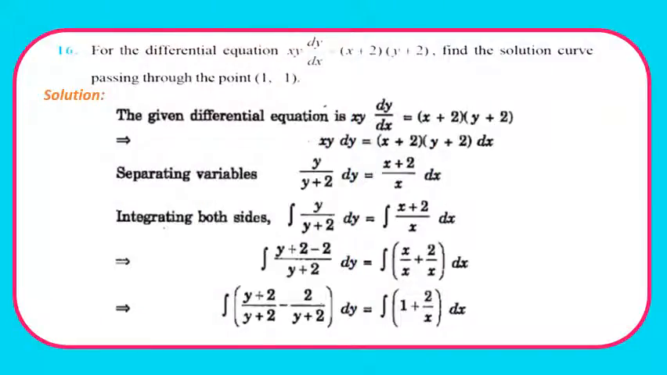Moving to question 16. For the differential equation xy dy/dx = (x + 2)(y + 2), find the solution passing through (1, -1). So we have the given differential equation. Separating the variables, we get y/(y + 2) dy = (x + 2)/x dx. Integrating both sides, we get the integral of y/(y + 2) dy equals the integral of (x + 2)/x dx. Writing this as the integral of (y + 2)/(y + 2) - 2/(y + 2) dy equals the integral of (1 + 2/x) dx.